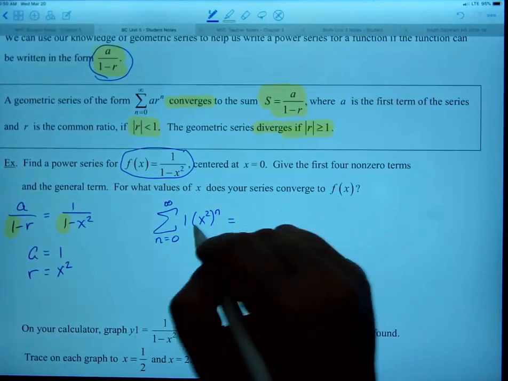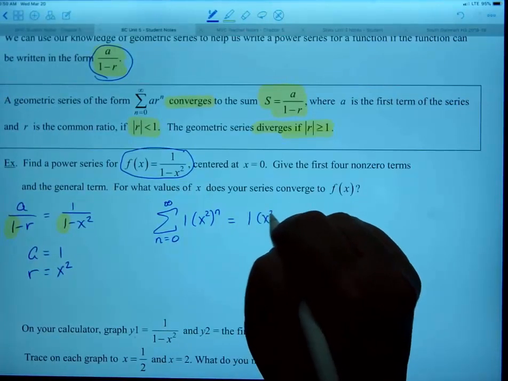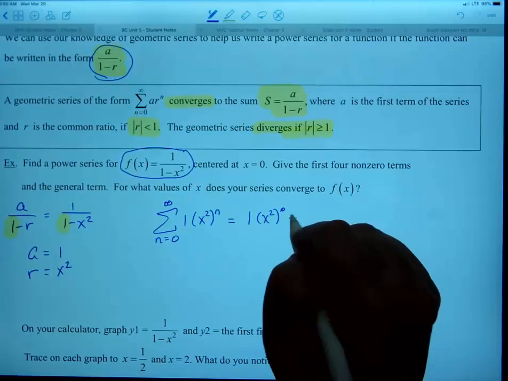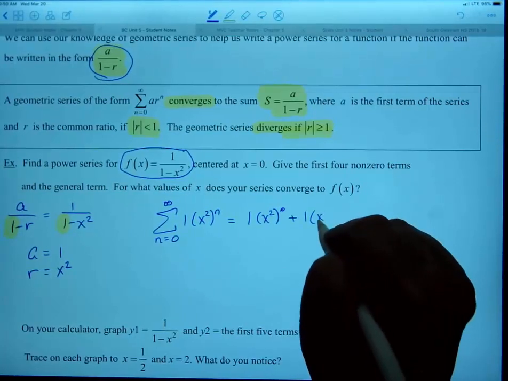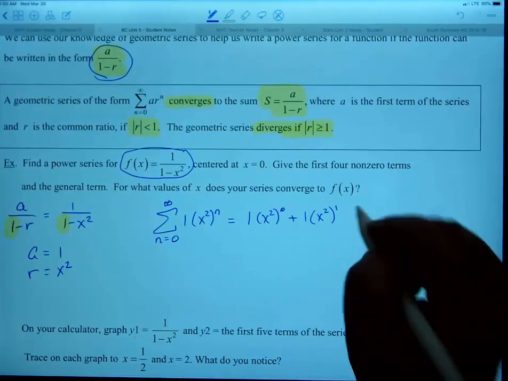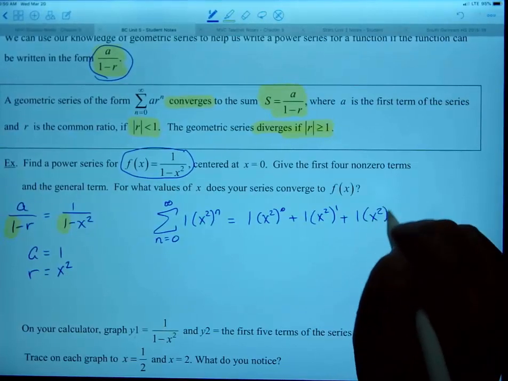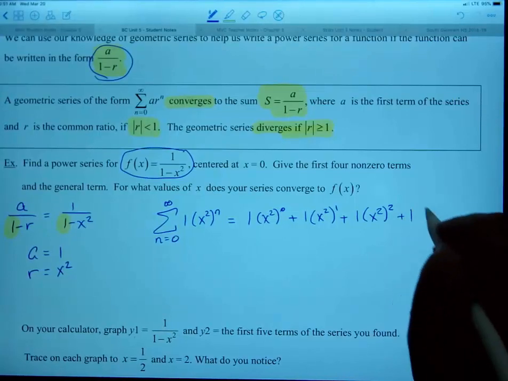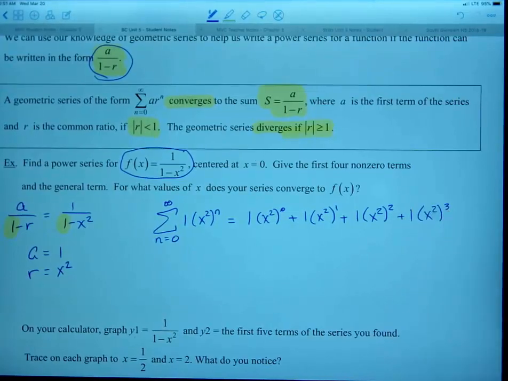Okay? So if I plug in 0, I get 1 times x squared to the 0 plus 1 times x squared to the first plus 1 times x squared squared plus 1 times x squared to the third. So instead of building my series like I had to do with taking the derivative over and over again, putting the factorials underneath and all that fun stuff, I can quickly, knowing what a and r are, build the series that way. So I just kind of went in the back door. Very quickly got my answer. No derivatives needed. Not at all.